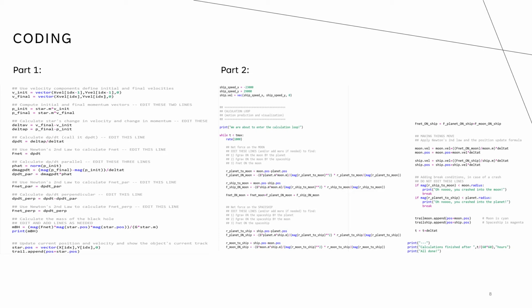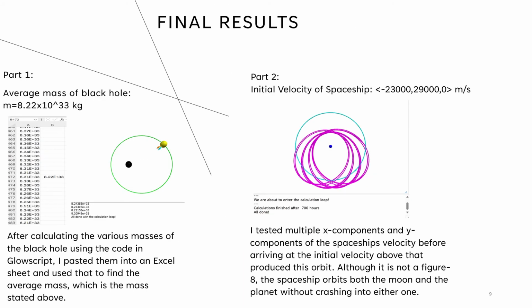For the final results for Part 1, again, there's my average mass, and then my computational model, and on the left is the Excel sheet that I used to average the mass. So basically, after I found all of the masses from GlowScript, I had to put them into this Excel sheet to average them, and the average is what I found the final mass to be.